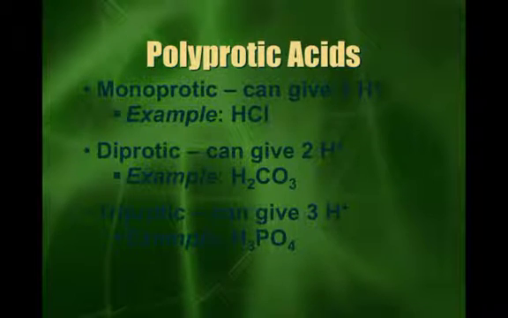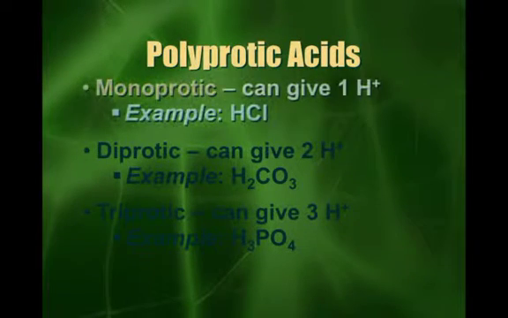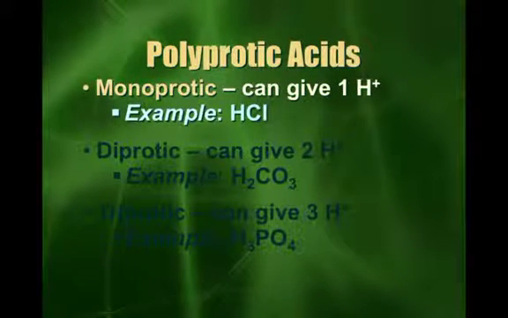Okay, polyprotic acids. This is actually pretty simple, but it's very important for a couple of things we're going to be talking about down the road, potentially. A couple of terms here. You have something called monoprotic. Monoprotic can give one hydrogen ion. This is very simple because if you look here, hydrochloric acid only has one hydrogen to give. That's why it would be considered monoprotic, because it could only give one hydrogen.